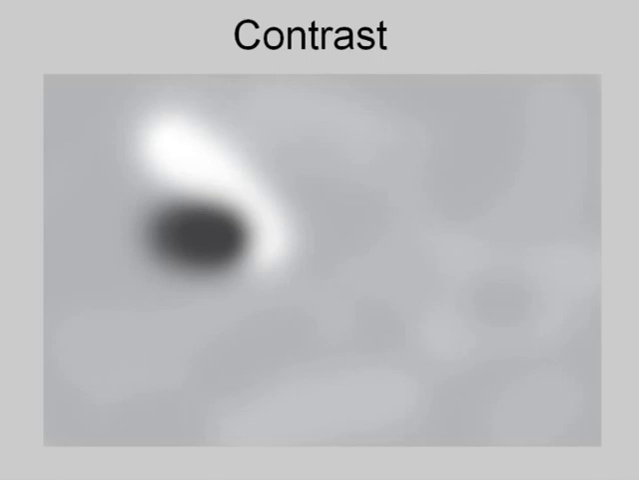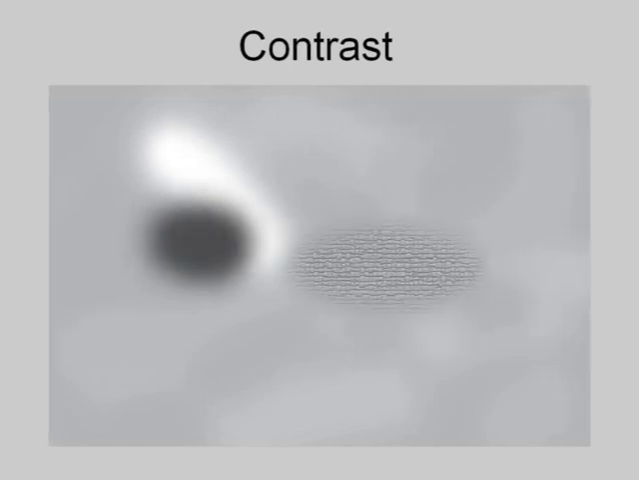This is a contrast of value. Areas to the right have low contrast. An area to the left has higher contrast. It draws our attention first. This has contrast of texture as well as of value.